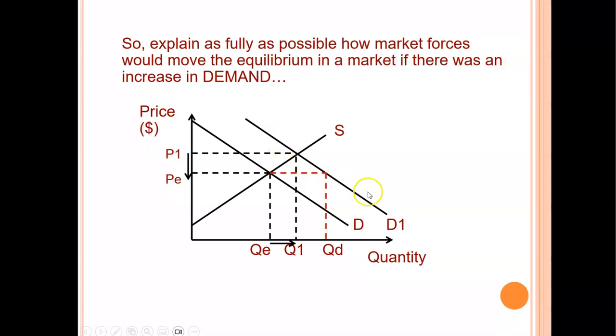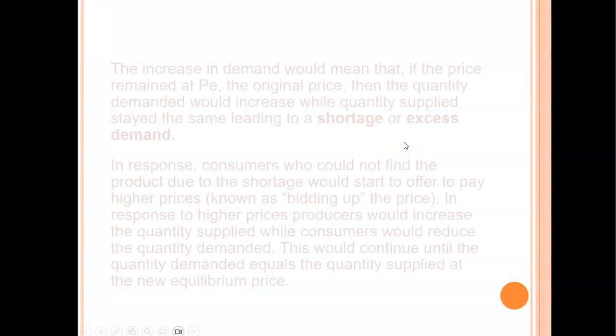Okay, so be careful with the language. This is an increase in demand from D to D1. So anytime you talk about an increase in demand or a change in supply, that implies a change in the curve. If we just move along the curves because of a change in price, that's in this case an increase in the quantity supplied and a decrease in the quantity demanded. So be careful with your language that you're using.